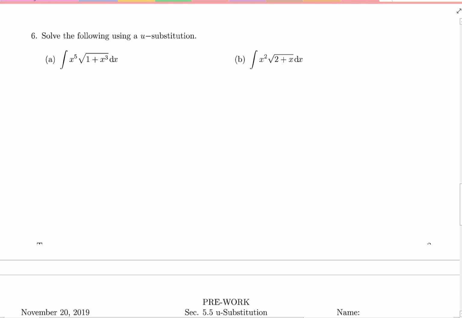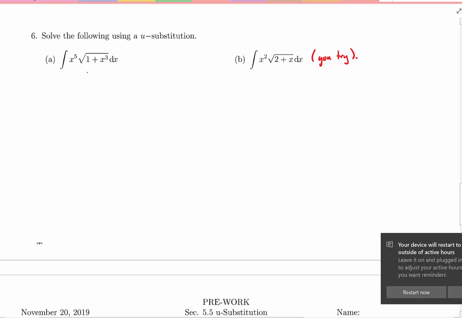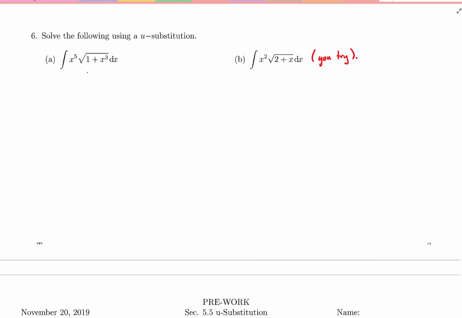So I'm going to do letter A here, and I'm going to leave you to do letter B. So you try. These are a little bit more challenging substitutions because they're going to require one little extra trick here at the end. Okay. So let's give that a shot here.